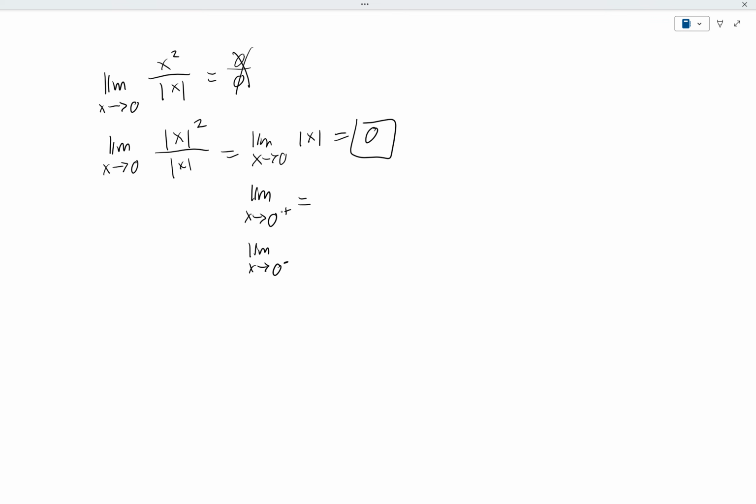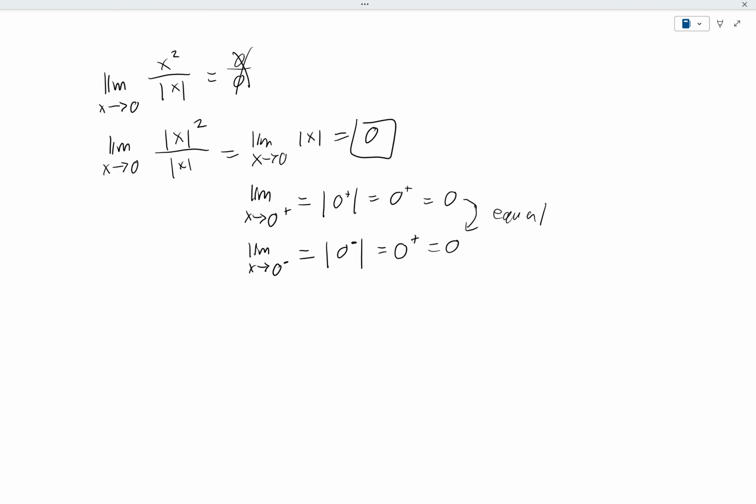So what do you get whenever you plug in 0 from the positive into the absolute value here? Well, you get 0 from the positive, or just 0. Okay, what about 0 from the negative? Well, now you get 0 from the positive, which is just equal to 0. So since these two are the same right here, since the limit is the same whether you approach 0 from the positive or negative direction, well, we say that the limit exists at x is equal to 0.